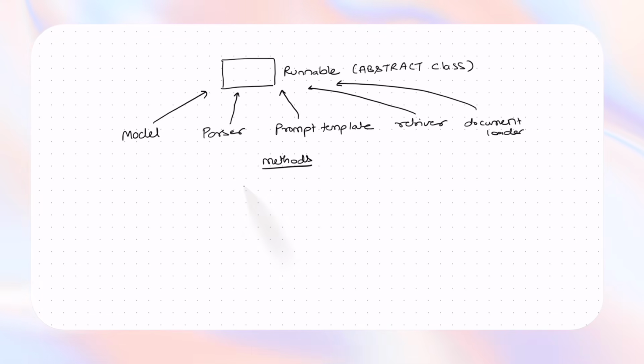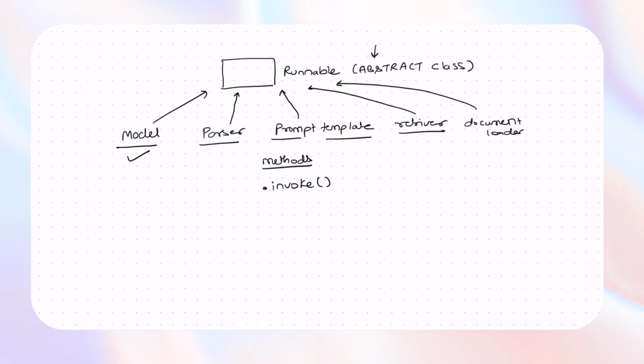So number one, this abstract class enforced all these subclasses to use the method dot invoke. This made sure that if I want to execute a model, I can use invoke. If I want to execute parsers, I can use invoke. For prompt template, I can use invoke. For retrievers, I can use invoke. For document loaders also, I can use invoke.